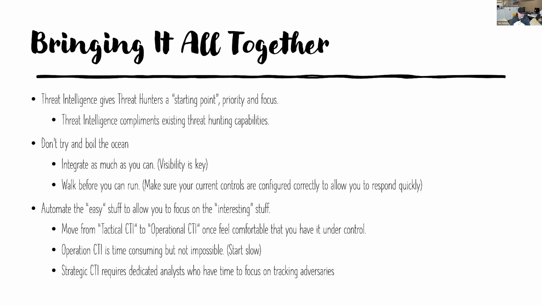When starting out, you don't want to try and boil the ocean. Again, as I mentioned before, you want to integrate as much as you can so you can automate. Visibility is key. You can't protect what you can't see. And don't try and go straight from looking for indicators of compromise all the way up to trying to track adversaries and looking at how they approach their campaigns and so forth.